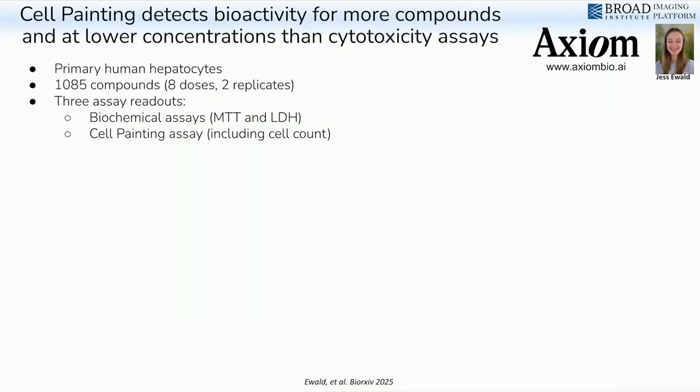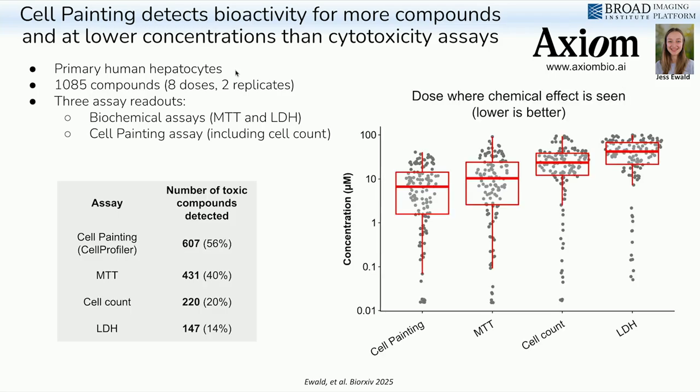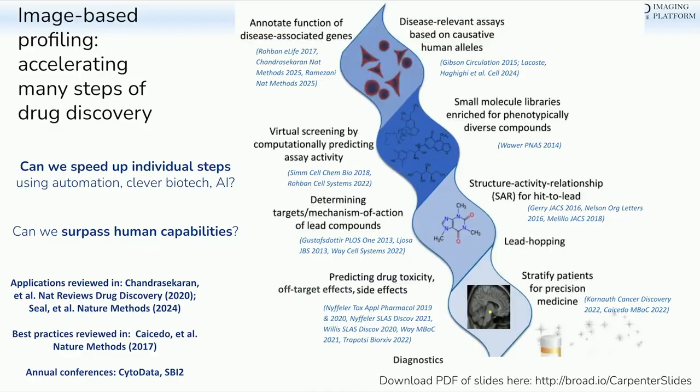And here's just one little tidbit of that data in collaboration with Axiom, who did the primary human hepatocyte arm of this project. And I'll leave you to the preprint to look at the details here. But what we found is that cell painting was more sensitive to detecting toxic compounds as compared to some alternative strategies. Again, using cell count as a baseline here to make sure that the task is not too easy. And indeed, we find it more sensitive to compounds, and we see changes in profiles at a lower concentration using cell painting.